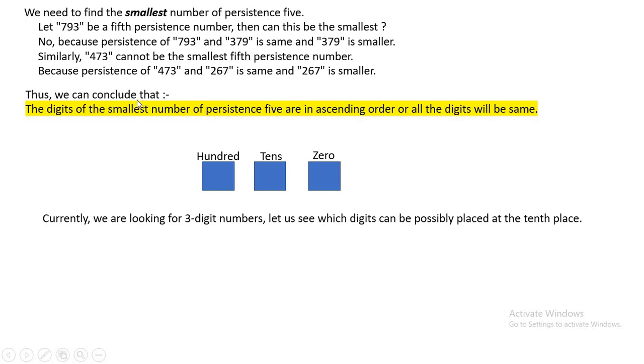So we can conclude here that the digits of the smallest number of persistence 5 are either in ascending order or all the digits will be the same. So our answer can be either 333, 555, 444, or it should be increasing like 457, 468. It can't be 463. It will always be in ascending order, or it should always be the same. This is one of the conclusions.